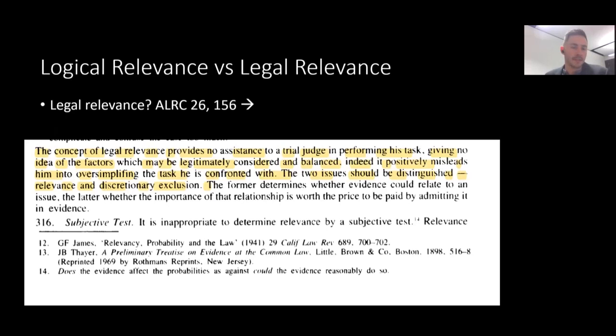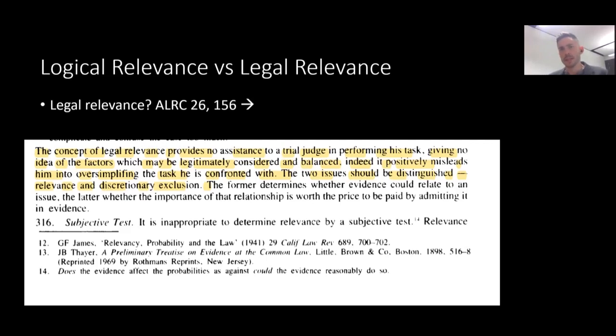And they ultimately rejected this. They say the concept of legal relevance provides no assistance to a trial judge in performing his task, giving no idea of the factors which may be legitimately considered in the balance. Indeed, it positively misleads him into oversimplifying the task he is confronted with. The two issues should be distinguished: relevance and discretionary exclusion. So that's what we have.